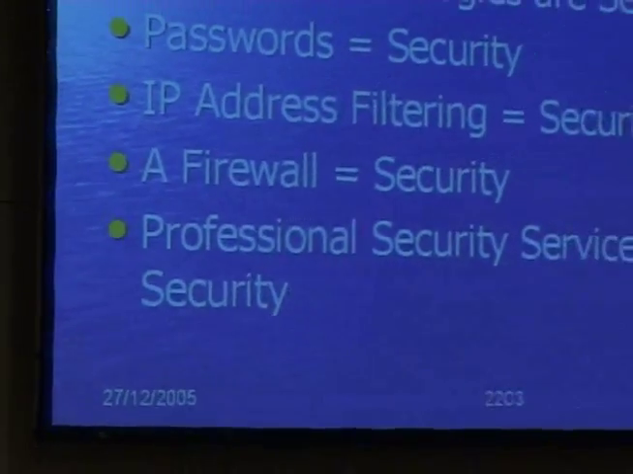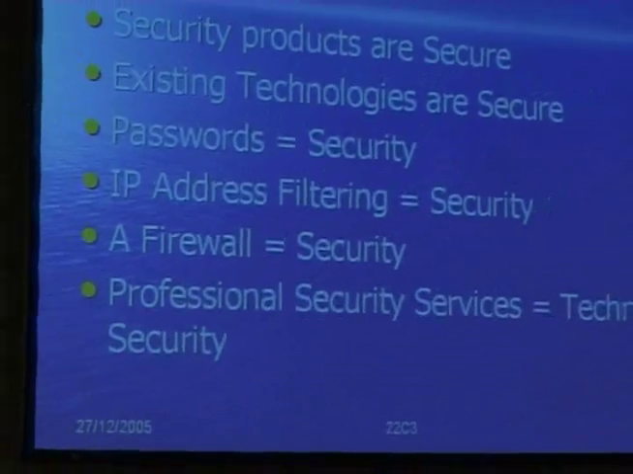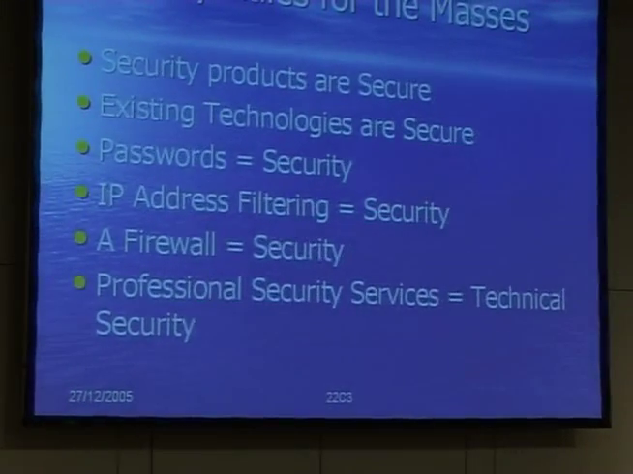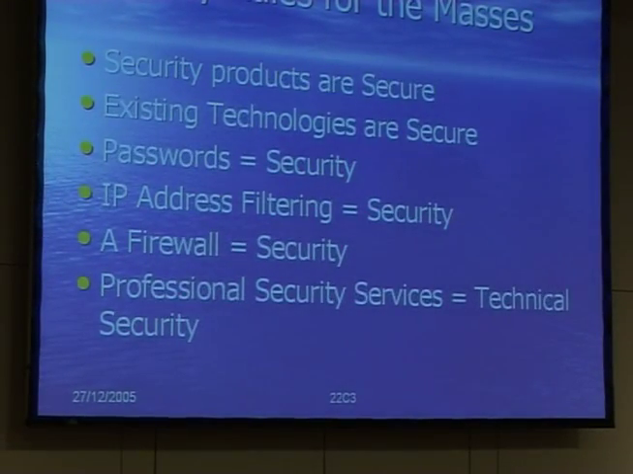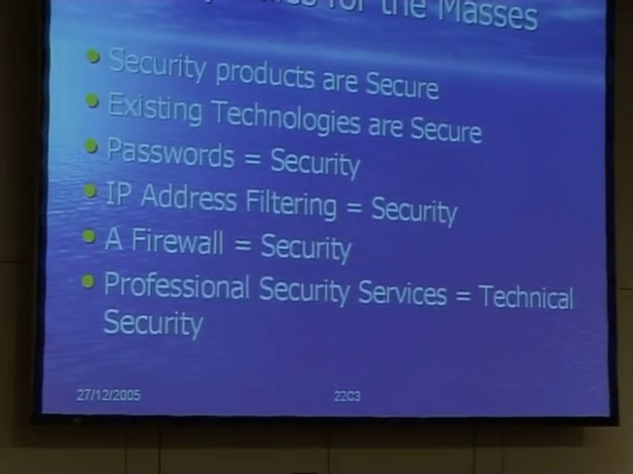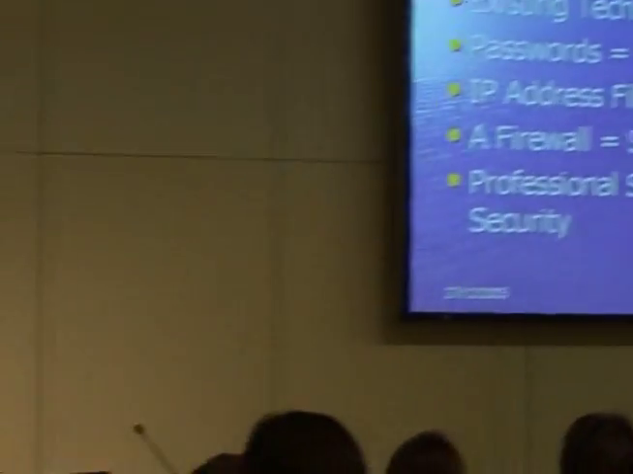Security rules for the masses. These are some basic rules that I found, which are not the security rules that we know and live by ourselves. Security products are secure. In CCTV, in embedded devices, you're going to come across lots of different applications, and all these products are sold as security devices, and we all know that they're not secure at all. Existing technologies are secure. Well, we know that as well.